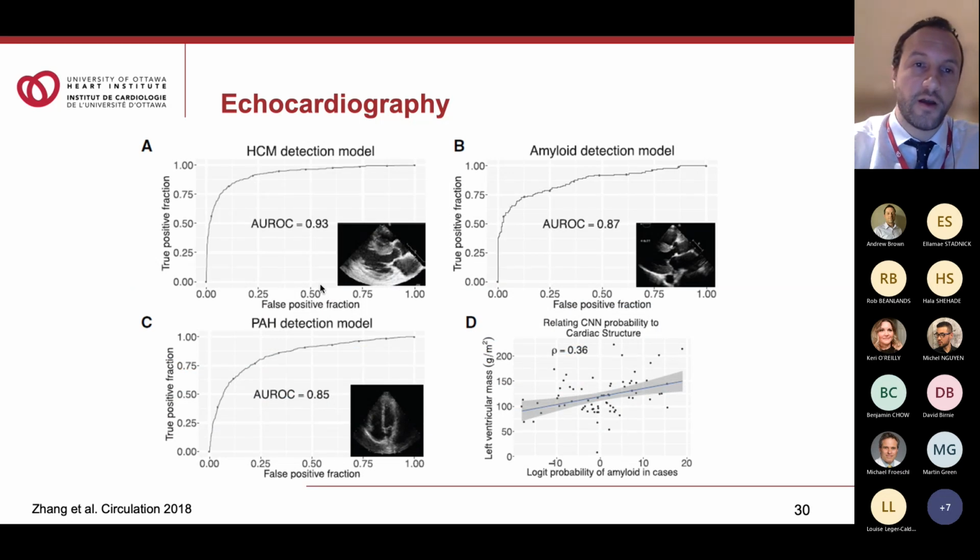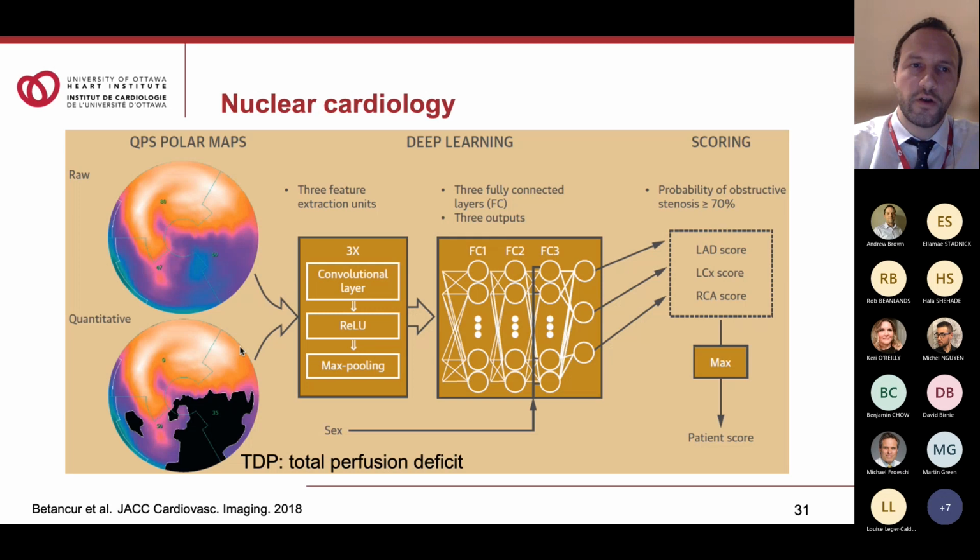For hypertrophic cardiomyopathy, for example, they did the ROC analysis and found an area under the curve of 0.93 for their model. So quite successful. For amyloid detection, they reached 0.87, and for pulmonary arterial hypertension, they reached 0.85. So quite impressive results. So moving on to nuclear cardiology.